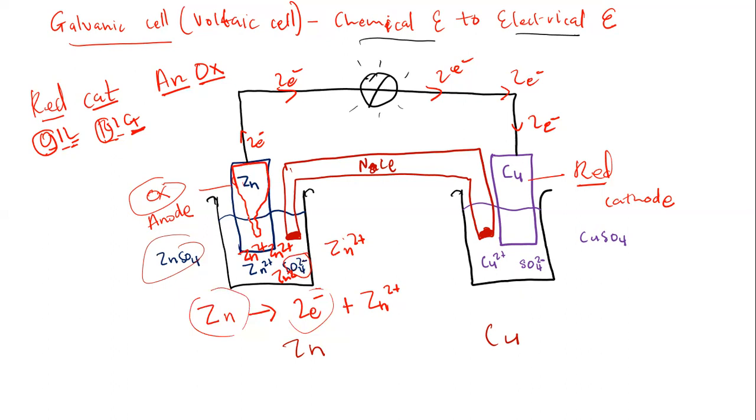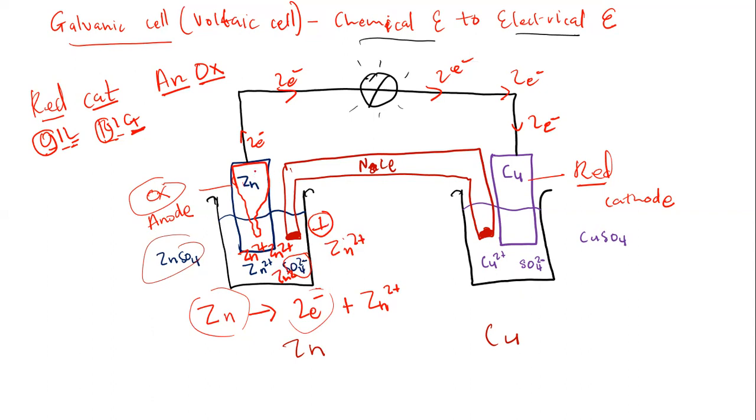At first, this solution had equal concentration of Zn2+ ions, which was balanced with SO4 2- ions. So now, after Zn has undergone oxidation, this beaker will be positively charged.